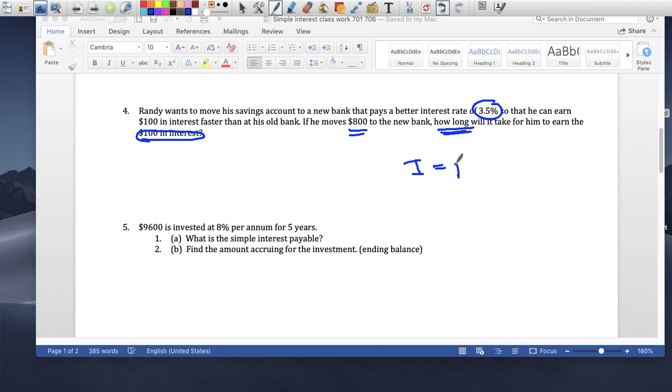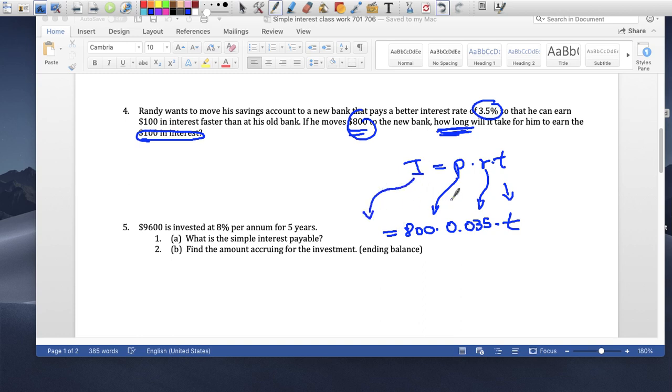So I equals P times R times T. So the question is saying how long. So I know my time is what I need to find out. What's my principal? How much money is he going to put in? He's going to put in $800. So let me just make this bigger. What's the interest rate? It's 3.5 or 0.035. What's my principal? My principal is going to be $800. And how much interest is he going to make? It says he wants to make $100 in interest. So I'm going to put $100 over here.